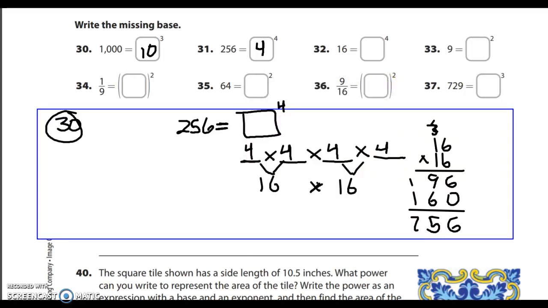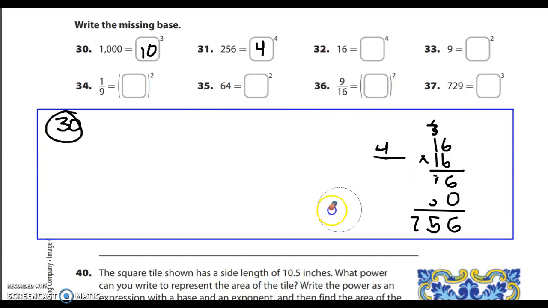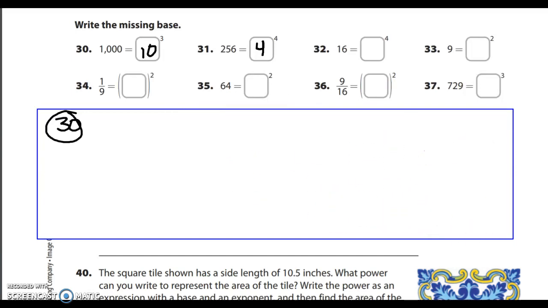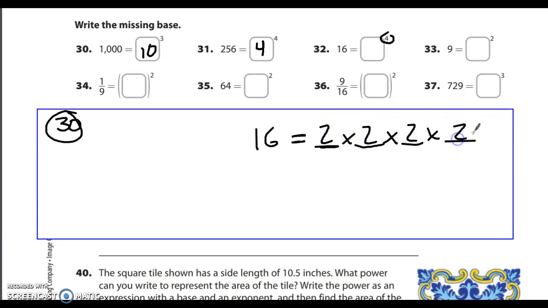All right, what about number 32? Trying to show you a picture of what these things look like. This 4th power right here means something times itself 4 times has to be 16. We actually did this one when we were guessing and checking just a minute ago for number 31. It's going to be 2. 2 times 2 is 4, times 2 is 8, times 2 is 16. Makes the answer 2 to the 4th power.